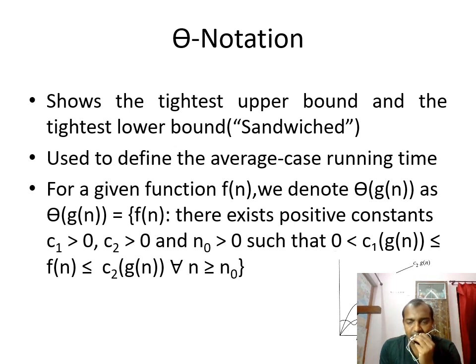As you can see in the given figure, this is the graph of the theta notation. The function f of n is sandwiched between two functions, c2 of g of n and c1 of g of n, and n naught shows the threshold value. It means after this threshold value, the condition will hold.